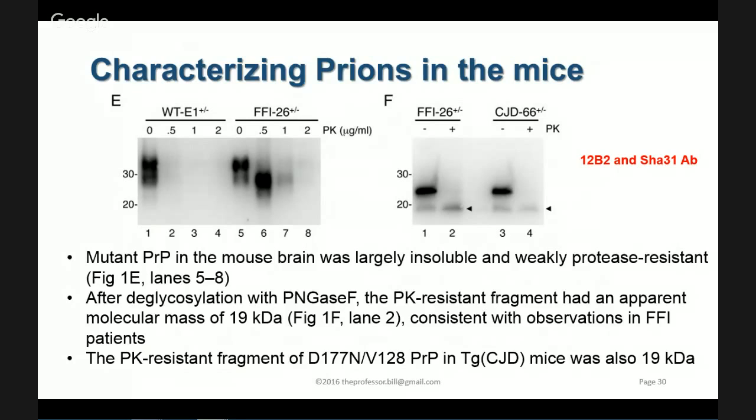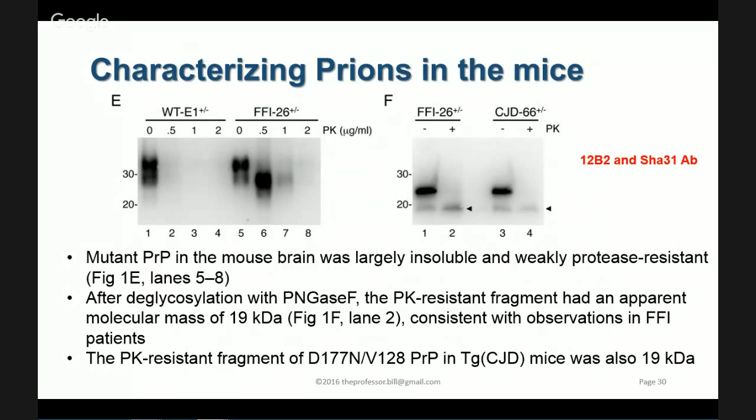And you can see that we have this with the CJD isoform as well as in the FFI isoform. Again, the size is a little bit different because you also digest with a PNGase, which deglycosylates all the proteins, which makes it run a little bit smaller. Okay, so it looks like when you have this in a transgenic animal, it is a protease resistant form, just like we'd expect.